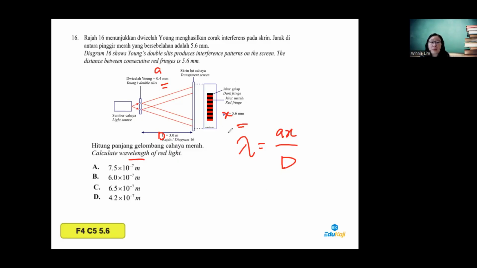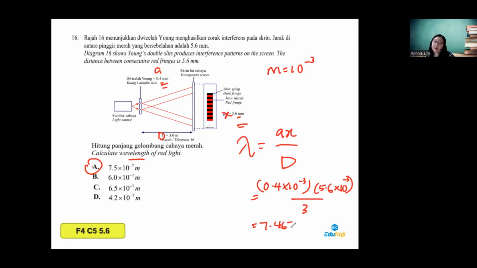Then D is given already, from the slit to the screen. When you want to substitute, the next thing you need to be alert about is that all quantities must be in SI units. You see they are in millimeter, so milli is 10 to the power negative 3. So when you substitute, be careful. 0.4 times 10 to the power negative 3, times 5.6 times 10 to the power negative 3, then only divide by 3. Then you calculate, and you should get the answer. The wavelength is about 7.467 times 10 to the power negative 7 meter.